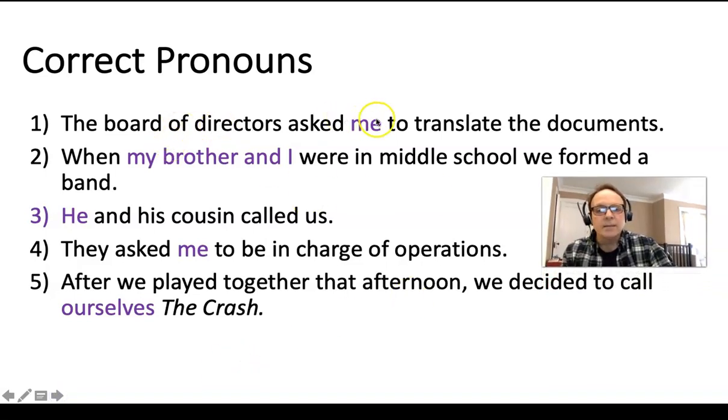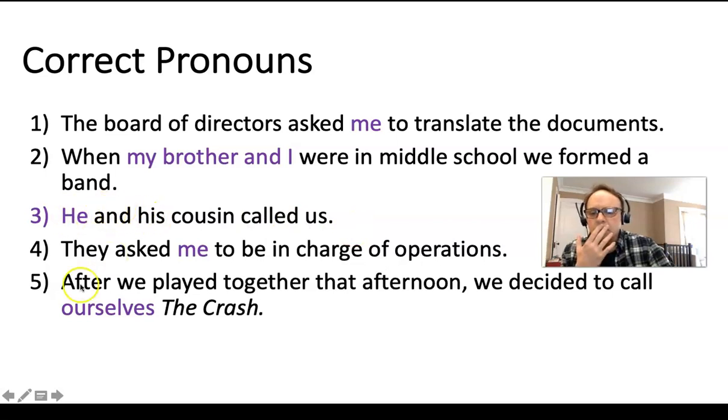So board of directors asked me. They asked me. The board of directors is the subject, and then this is the object pronoun. They asked me. If I said I asked the board of directors, that'd be fine, right? But it's they asked me, so object pronoun. When my brother and I, so I was in middle school, my brother was in middle school, we formed a band. He and his cousin called us. He called us, right?